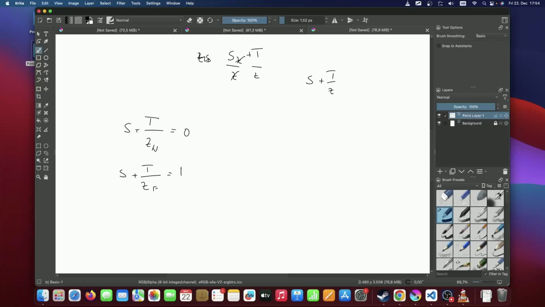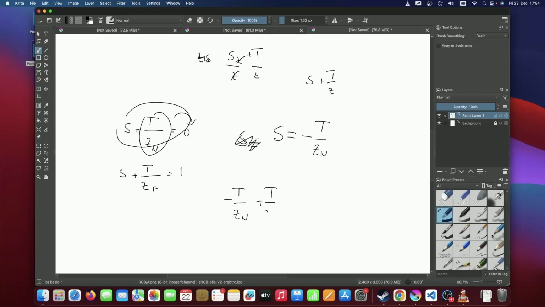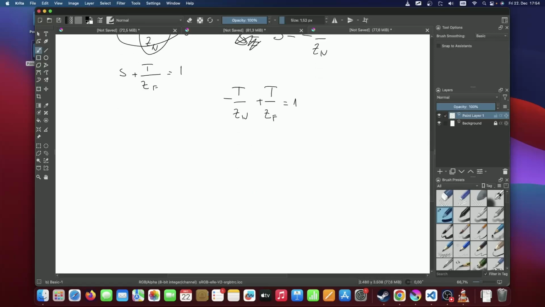So we can leverage that. Let's solve for s here. So we just have s is equal to, and when we move this to the right side, it just becomes negative, minus t over z near. So we can plug that s here. So we're going to have minus t over z near and plus t over z far is equal to 1. Okay, we can solve.